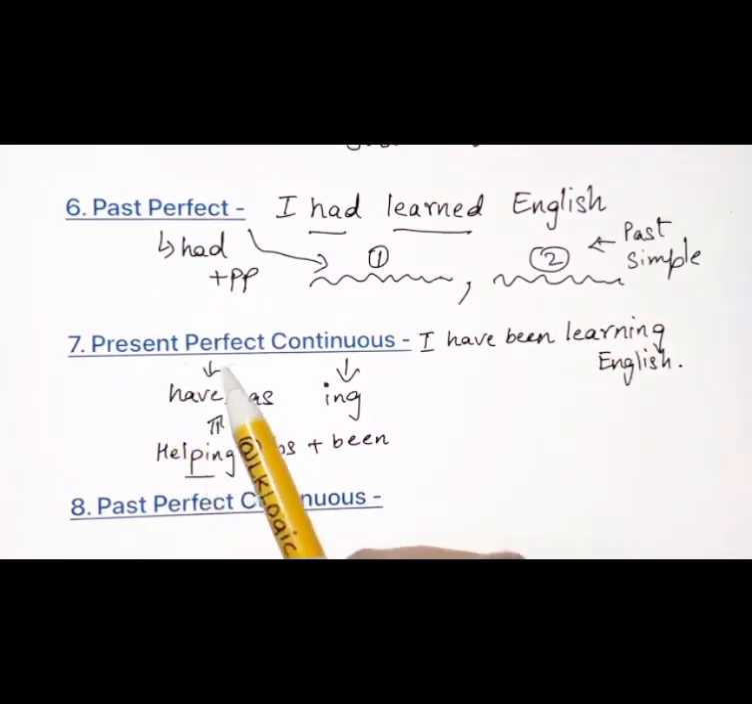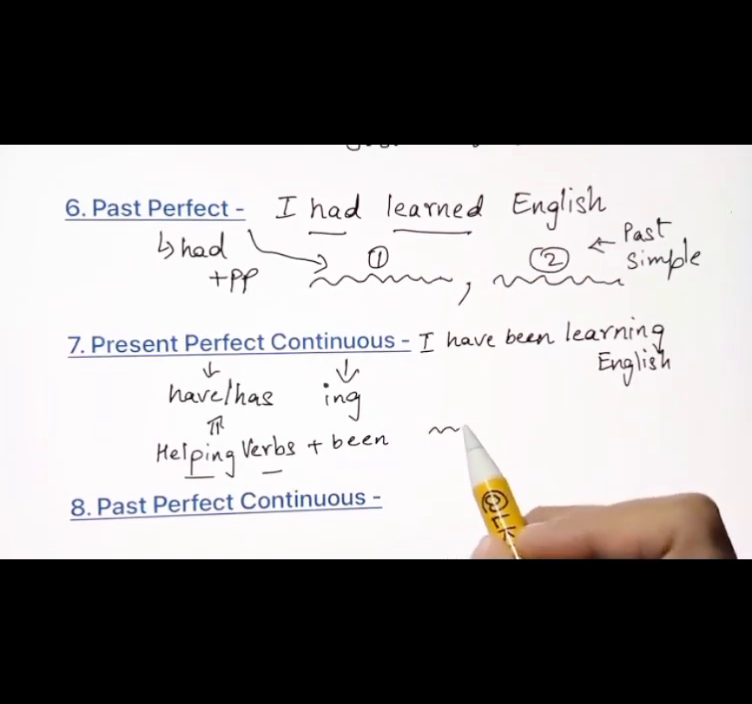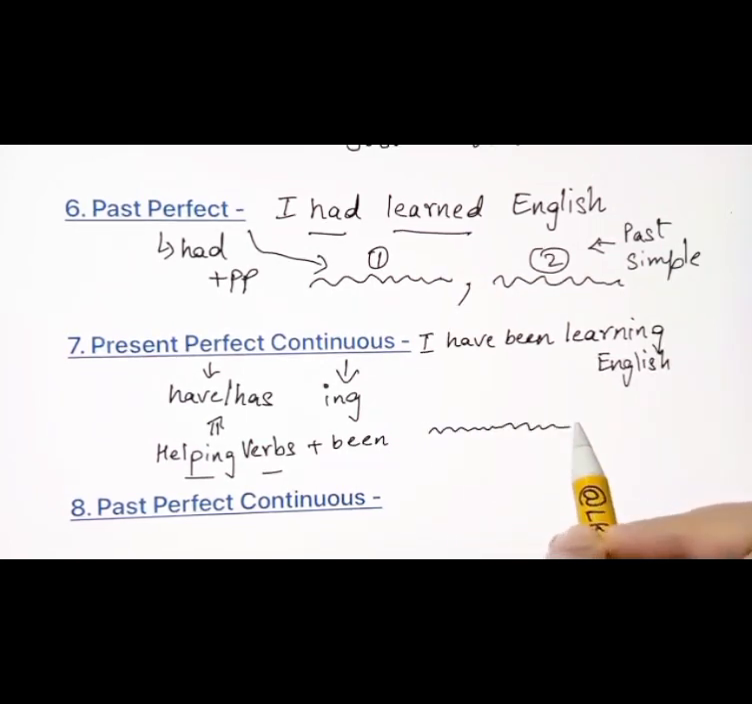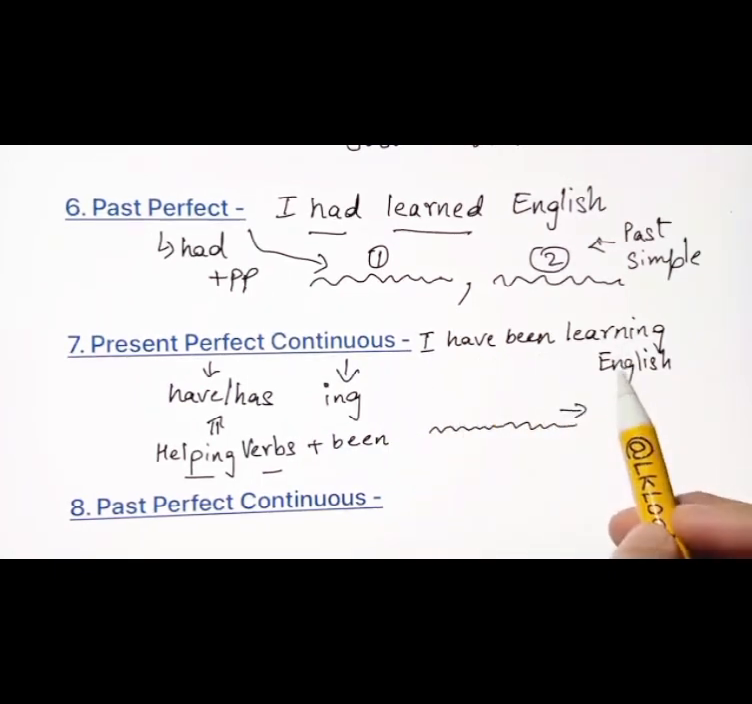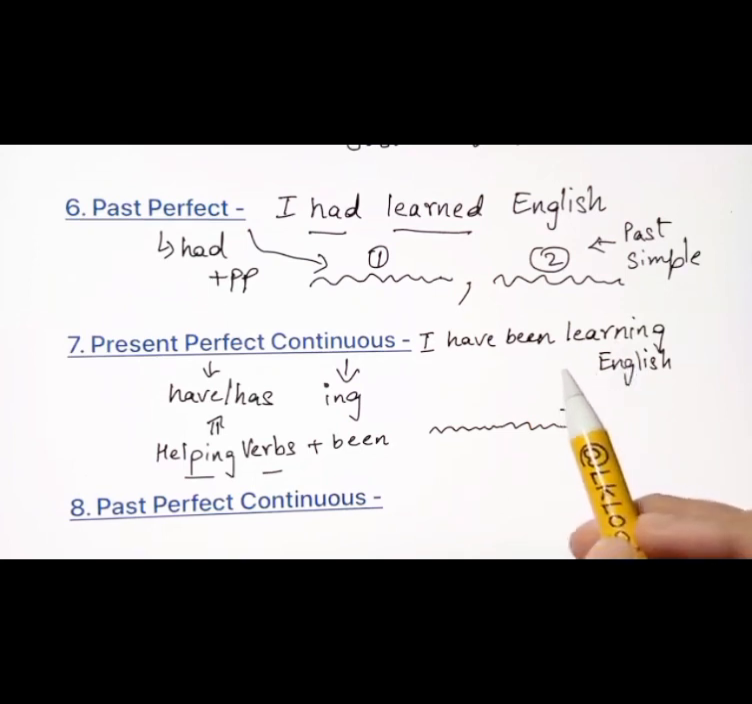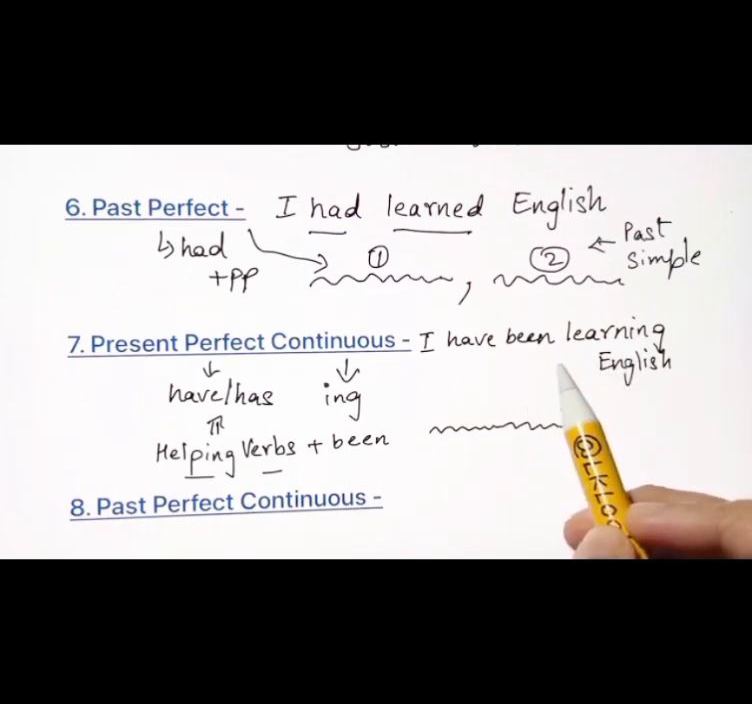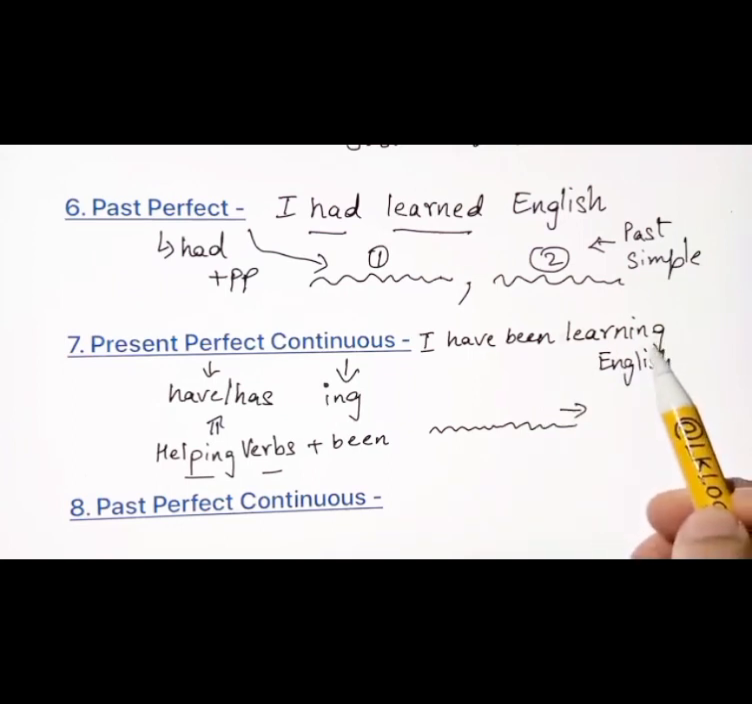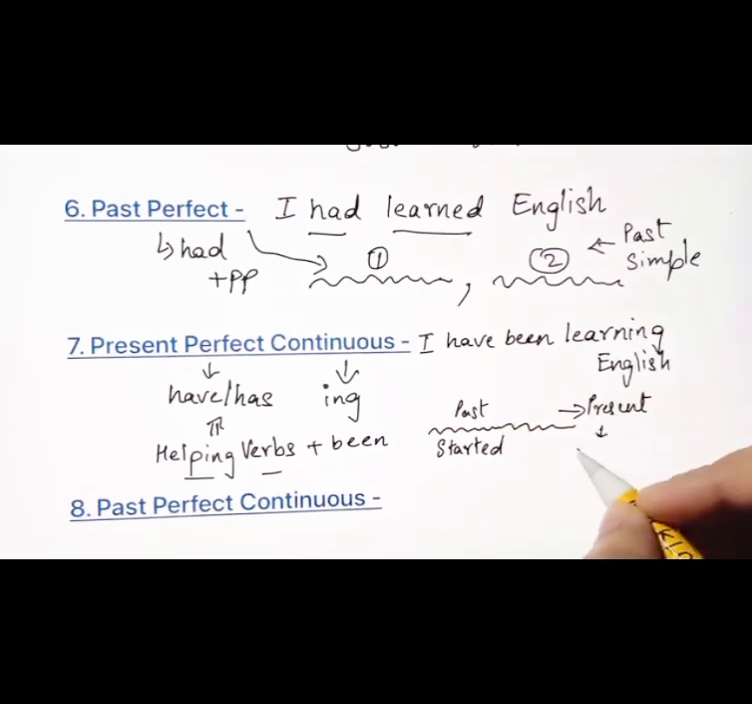So where is present perfect continuous used? It is used in a sentence to indicate an action that started in the recent past and is still continuing in the present. For example, I have been learning English for a week. The action started in the past and not finished until now. You started learning in the past and not finished until now.